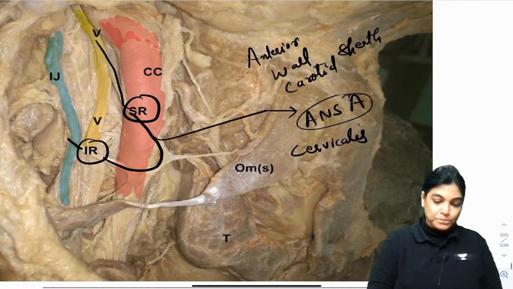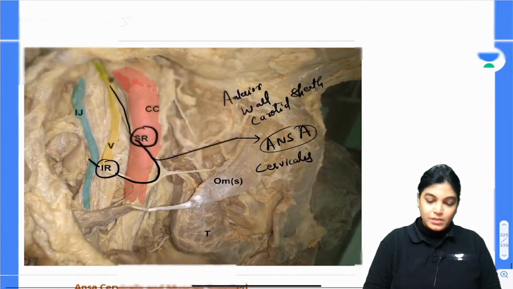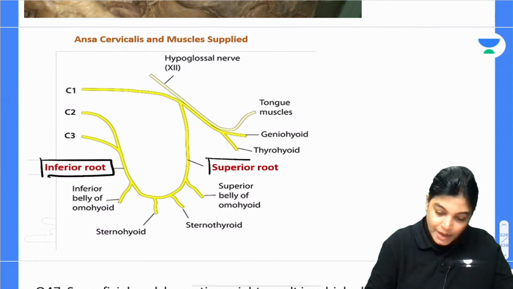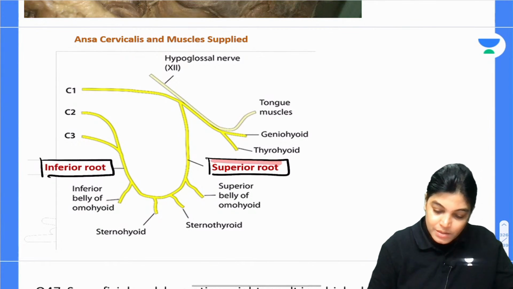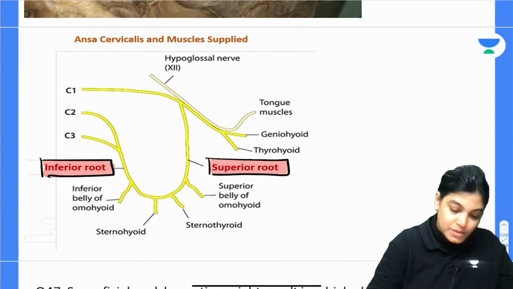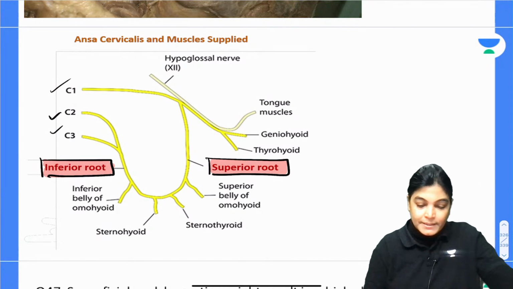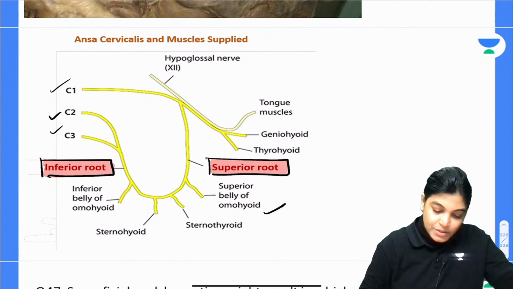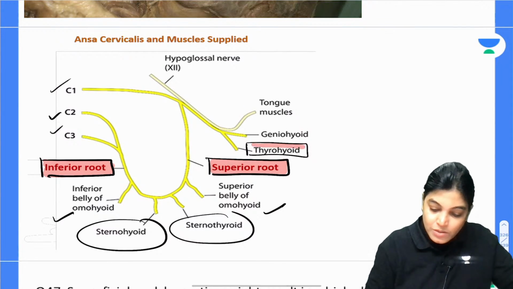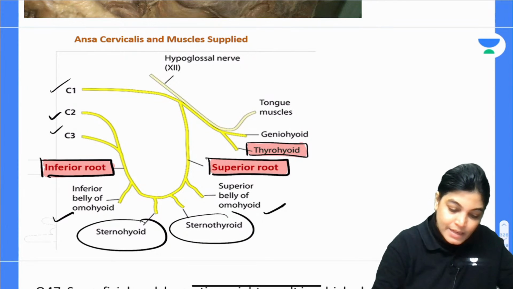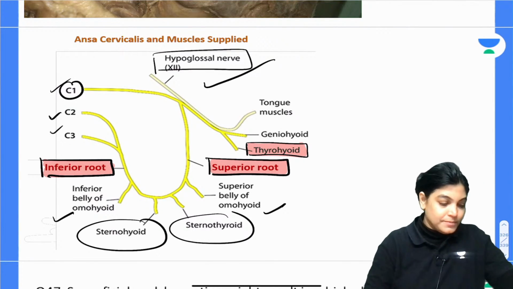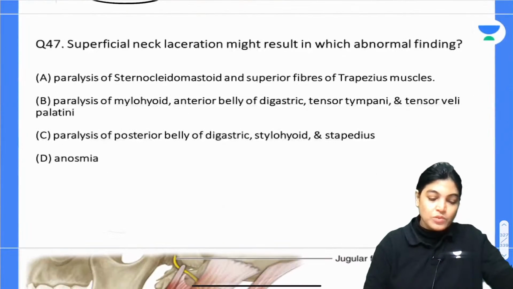Now let's see here. When we are talking about the ansa cervicalis loop, it has an inferior root and a superior root. The inferior root is formed from C2 and C3 and the superior root is formed from C1, and it supplies both bellies of omohyoid, sternohyoid and sternothyroid. You can see here that thyrohyoid is the muscle which is not getting innervation from the ansa cervicalis; it is getting innervation directly from C1, which is also carrying the fibers of the hypoglossal nerve. Got it? Now let's move on to question number 47.